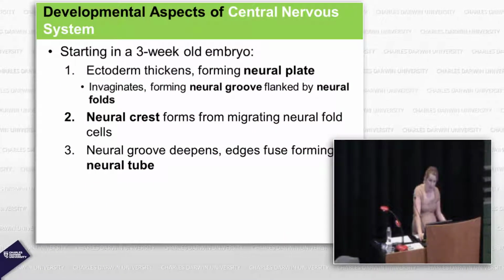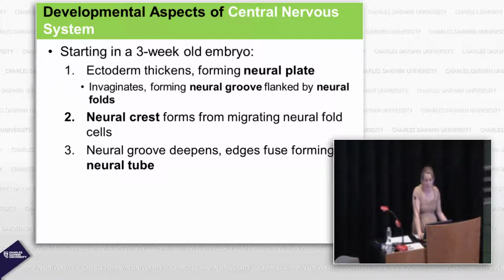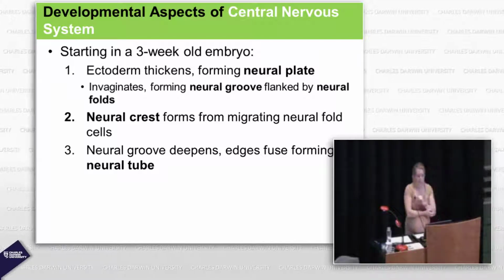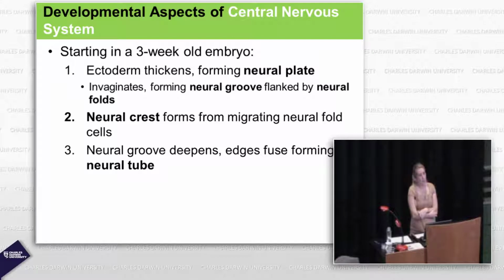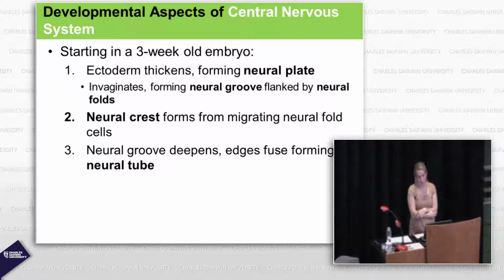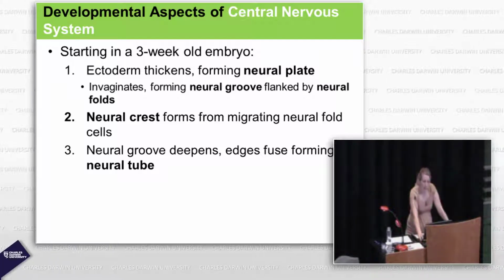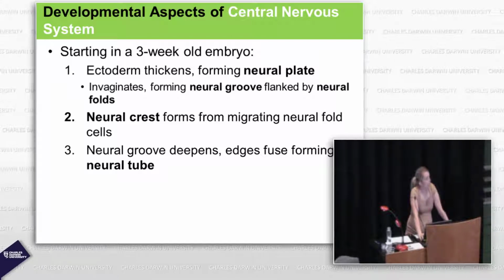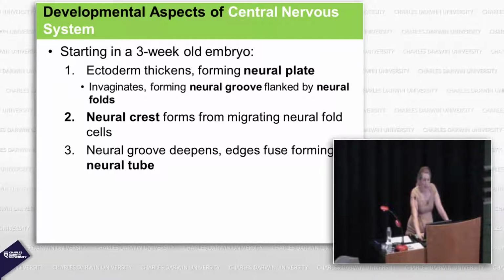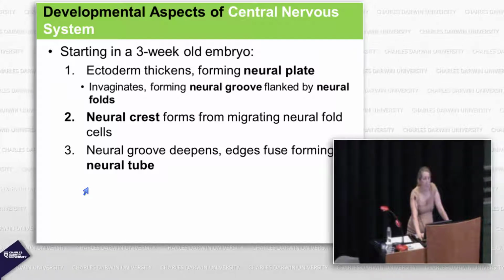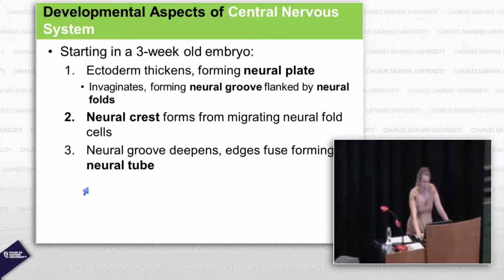Okay, the final thing that we'll just quickly touch on today is developmental aspects of the central nervous system. Because these structures are really important, they're formed really early on in the embryo. So in a 3-week-old embryo, these three main processes take place. They take about a week to complete up to this stage of the neural tube. First, we have a thickening of the ectoderm, and this forms the neural plate. We'll have a look at this in a picture in a minute. This then folds down to form a neural groove.